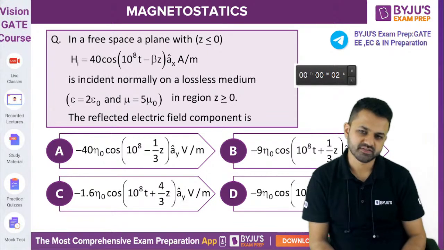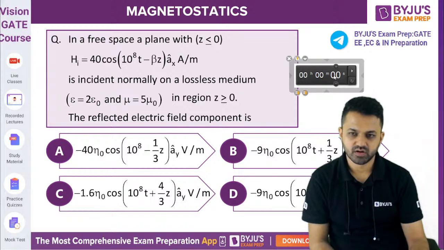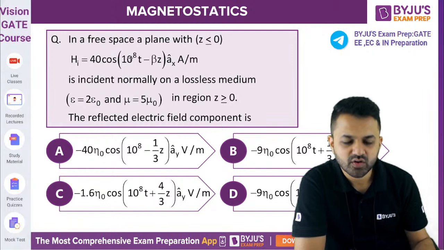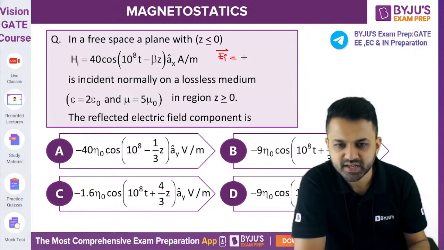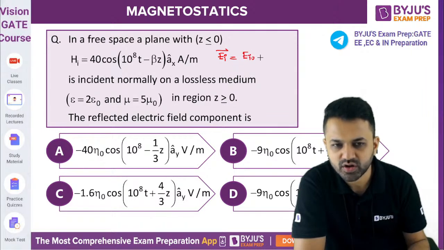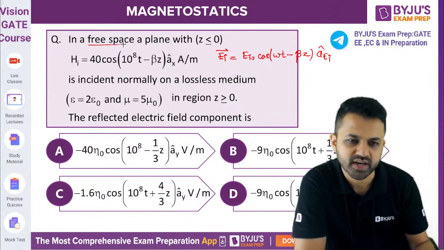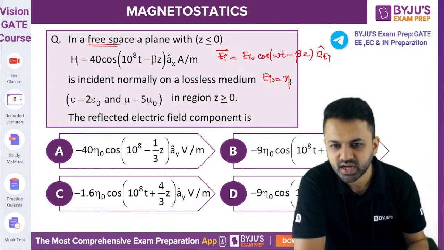Reflected electric field. Okay, so now first of all we will calculate the incident electric field. The incident electric field is EI naught cos of omega t minus beta z, and the incident electric field direction. So how do you calculate? It is in the free space. So first of all, this EI naught will be eta naught, which is in the free space, and HI naught.